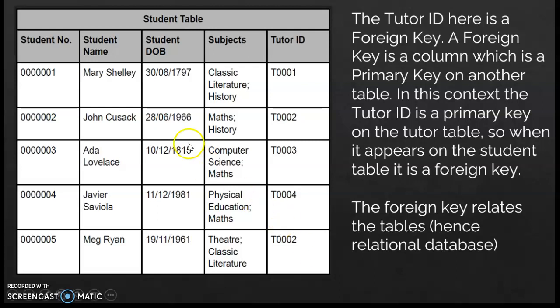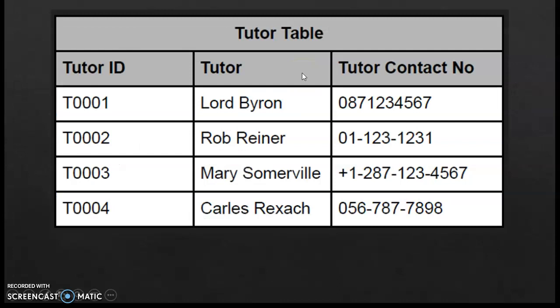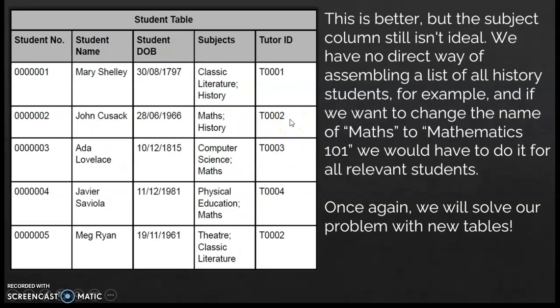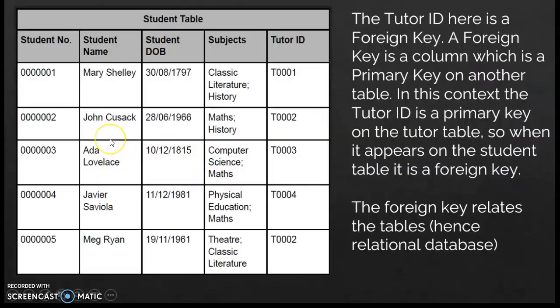So, as we can see here now, the student Mary Shelley has the tutor who's T001, that's Lord Byron, and who has Rob Reiner? So John Cusack has Rob Reiner, that's T002, and the last person there, Meg Ryan, has Rob Reiner as well. Do you see it?